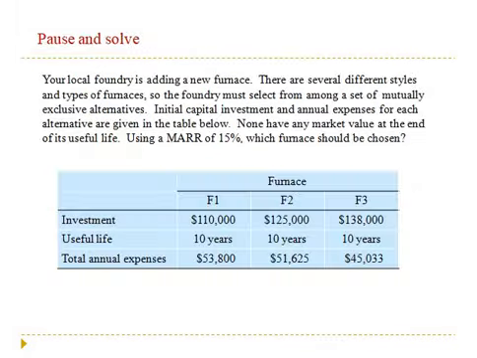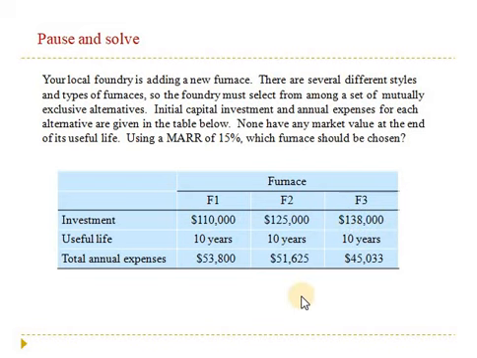Now, let's see this example to be able to understand better. Here I have three alternatives, F1, F2, and F3, and I want to use incremental analysis to decide which one is better. So the first step is arranging these alternatives in order according to the initial investment. The first one has an initial investment of $110,000, so this is the base alternative. The second one is $125,000. You see, I'm ranking them in order. So F3 is $138,000.